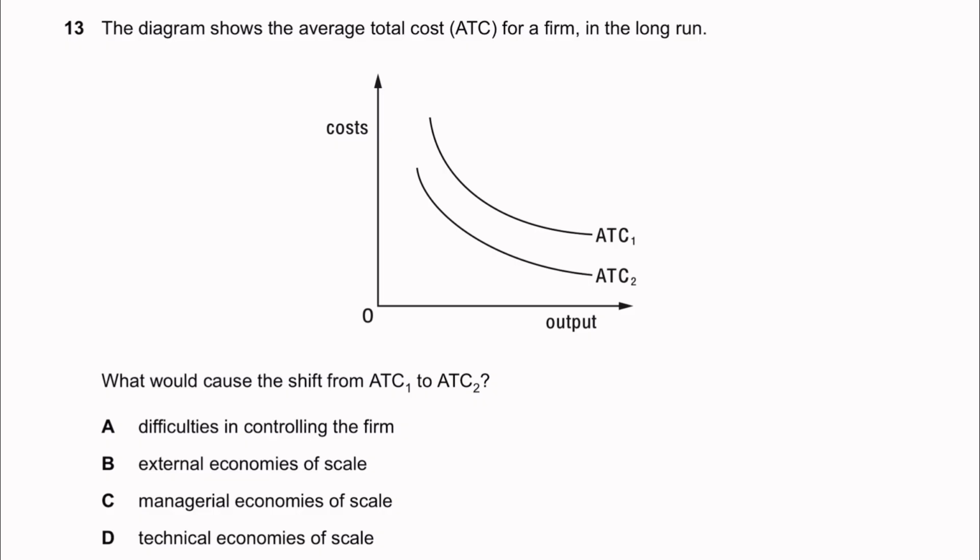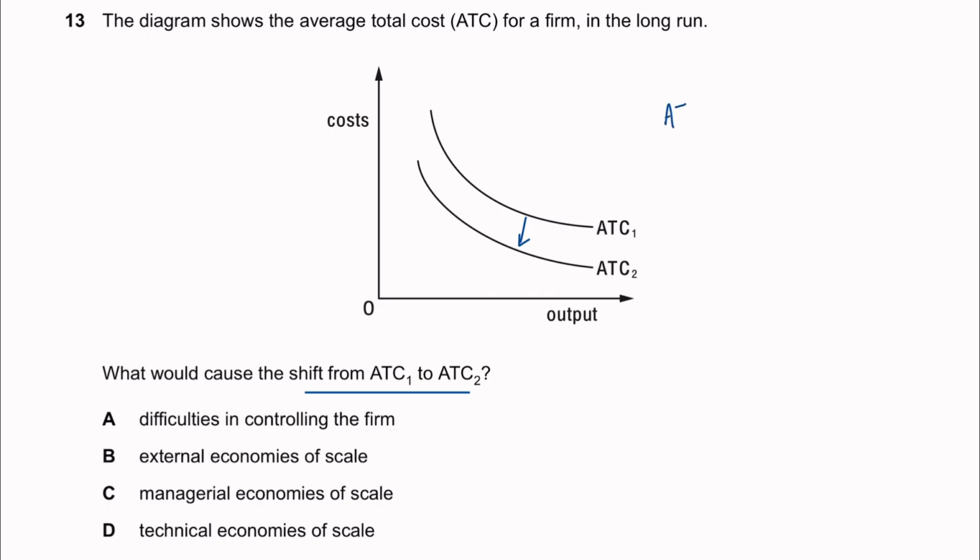Question 13. The diagram shows the average total cost for a firm in the long run. What will cause a shift from ATC1 to ATC2? Okay, so from this graph, we know that the average total cost reduces. So what would result in a reduction in average total cost? It's always due to economies of scale. This term just means that as the size of the firm increases, the average cost of production will reduce.